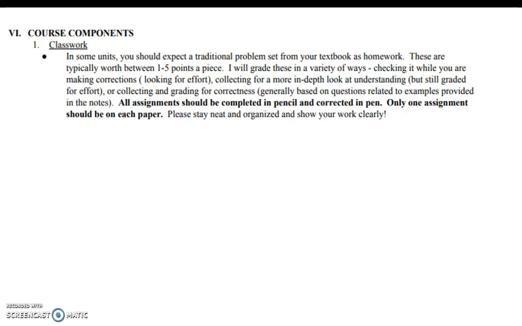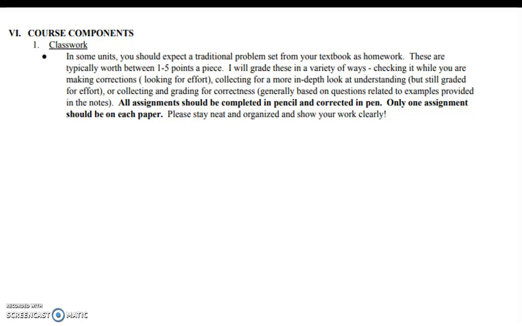Or I might actually collect it and grade it like I would a test or a quiz, especially if it's something that's related to things that were covered directly in our class discussion. One thing I do ask is that you try very hard to do all of your assignments in pencil, and whatever corrections you do, do those in pen. And let's try to stay nice and organized.